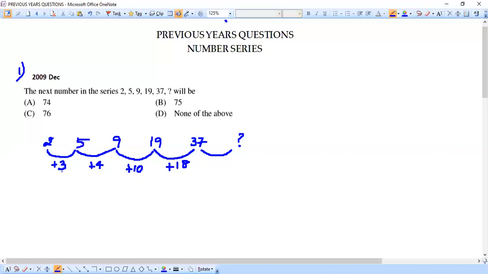So we even try to find the difference of difference. Since this first difference is not working, let's take the difference of difference and see what happens.